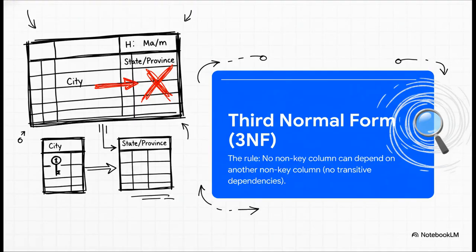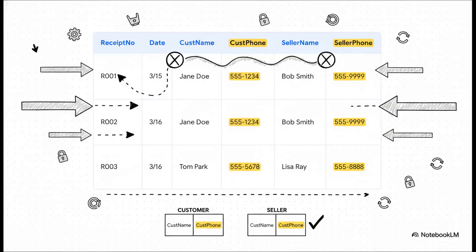Okay, time for the final cleanup step. Third normal form, 3NF. This one targets something with a fancy name, a transitive dependency. It sounds complicated, but the idea is actually super simple. It's just a piece of data that's secretly a fact about another piece of data in the table instead of being a fact about the table's actual key. Just look at our receipts table here. The key is the receipt note. Now, let's look at the cust phone column.